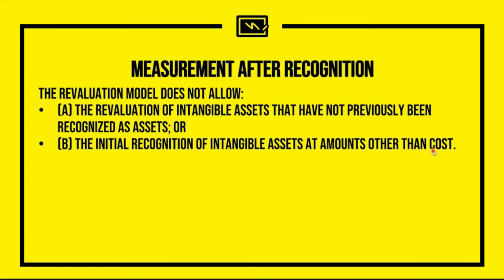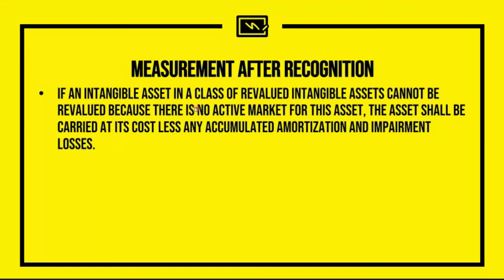Okay? If an intangible asset in a class of revalued intangible assets cannot be revalued because there is no active market, similar to your IAS 41, then even if you would like to use the fair value model, since there is no fair value, we're going to use the cost model. So in this case, it's the same. Even if all other intangible assets have a fair value under an active market, but an item of intangible asset does not have an active market and therefore does not have a fair value, then we are going to account for it using the cost model, which is cost less accumulated amortization and impairment loss.